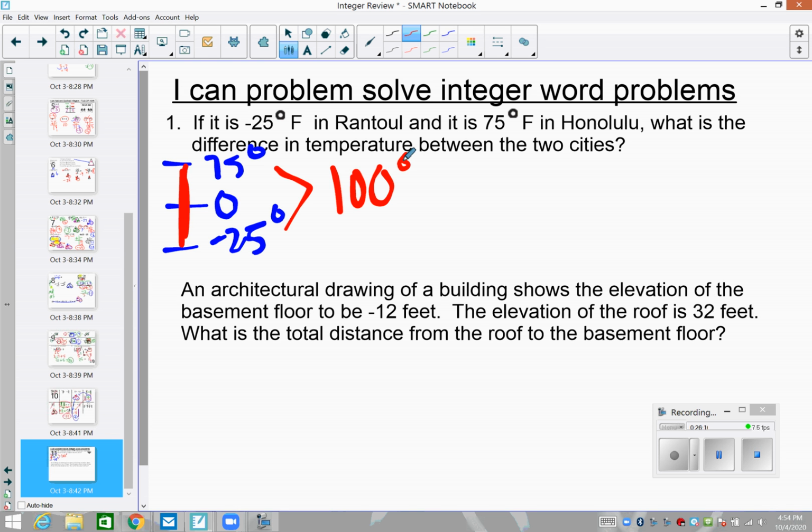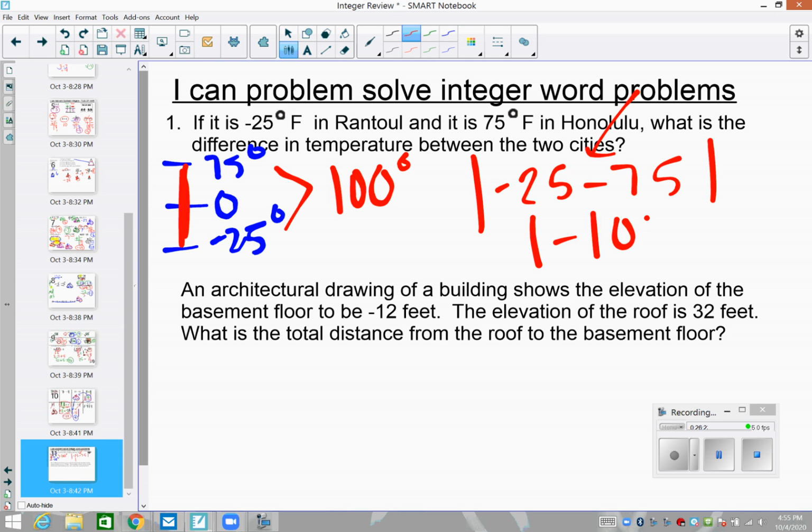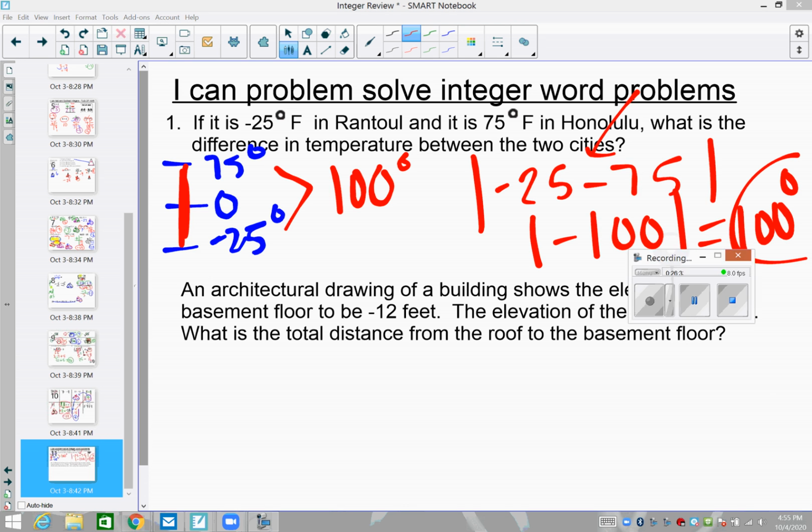And if we were to subtract those, let's say negative 25 minus 75, because we're using the word difference, well, that's the absolute value of negative 100. So we would still say it's a 100-degree difference. Either way, we subtract those. All right. So I want you to try that next one with that same idea. Why don't you try drawing a picture and look for the difference?